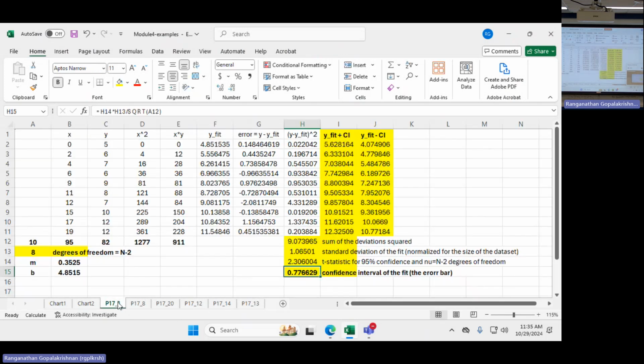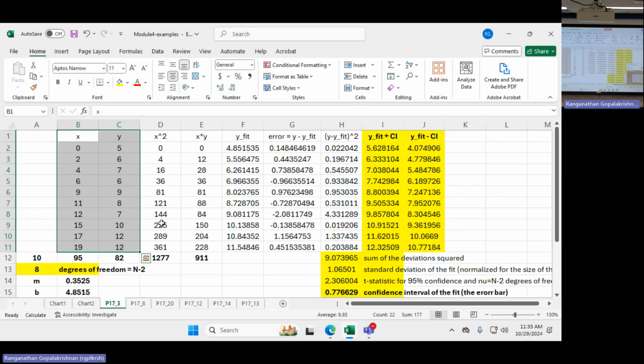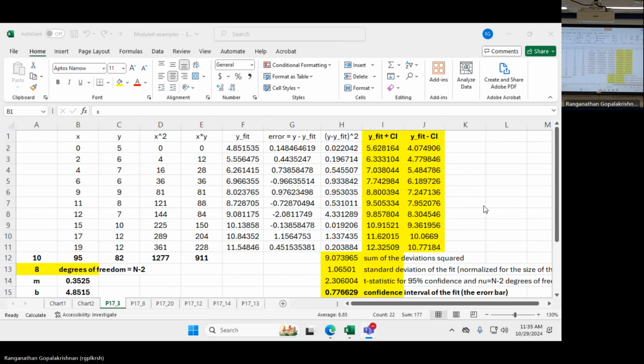Just listen, please. So here is the data, X and Y values. This is given to us, and we are asked to fit a linear regression to this. And we start with the formulas for M and B.